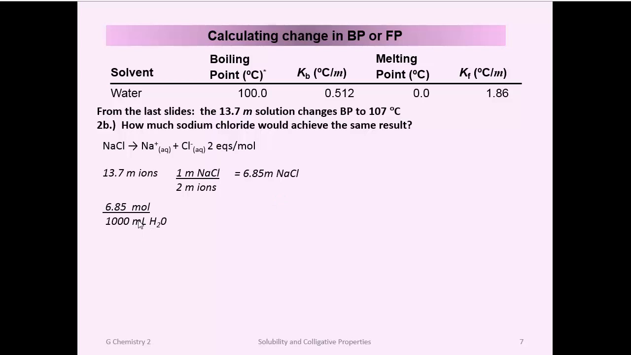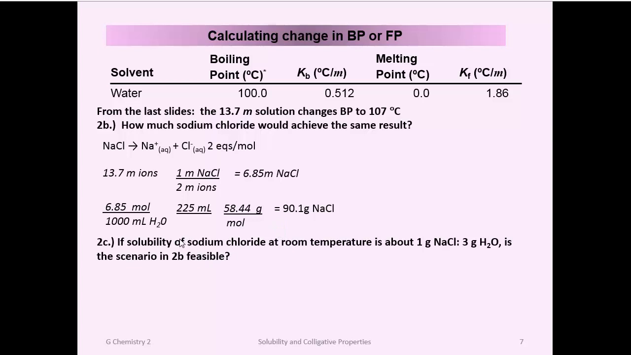All right, so 6.85 molal sodium chloride is 6.85 moles in 1,000 mils of water. We're really only doing it in 225 mils of solution. There's a molecular weight of sodium chloride from the periodic table. 90.1 grams of sodium chloride is all I need to dissolve. So if I could dissolve 90.1 grams of sodium chloride in that 225 mils of water, it would have the same effect.